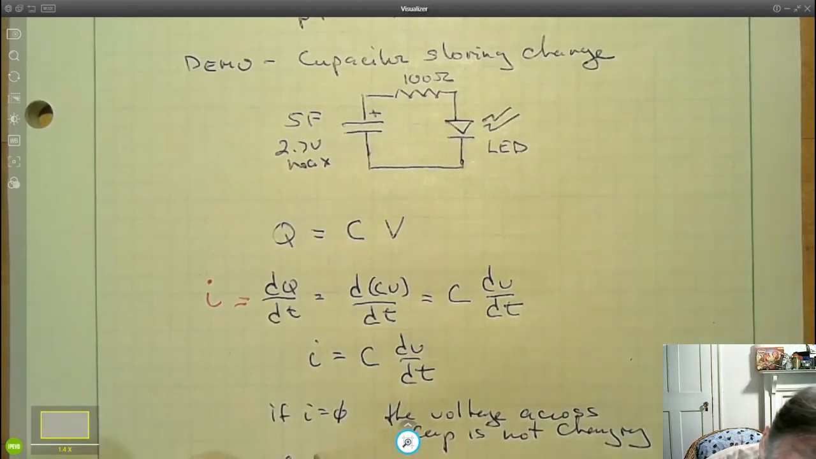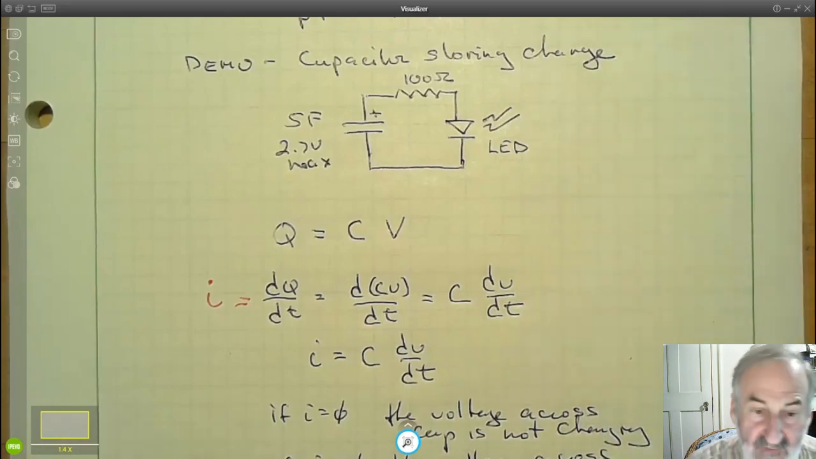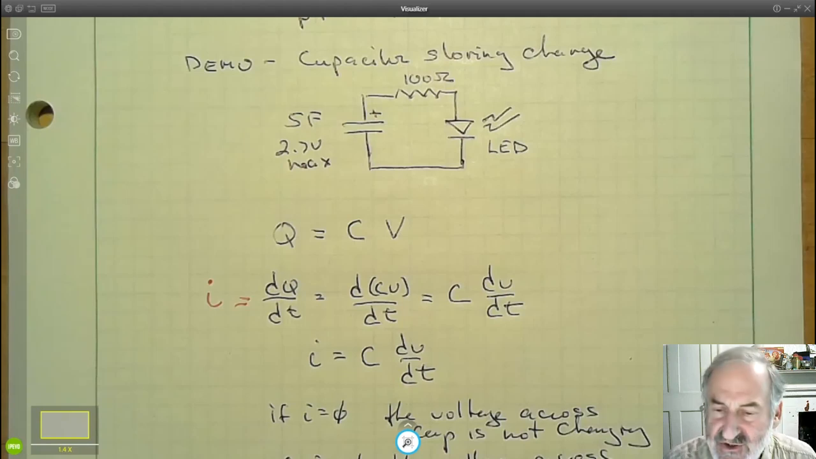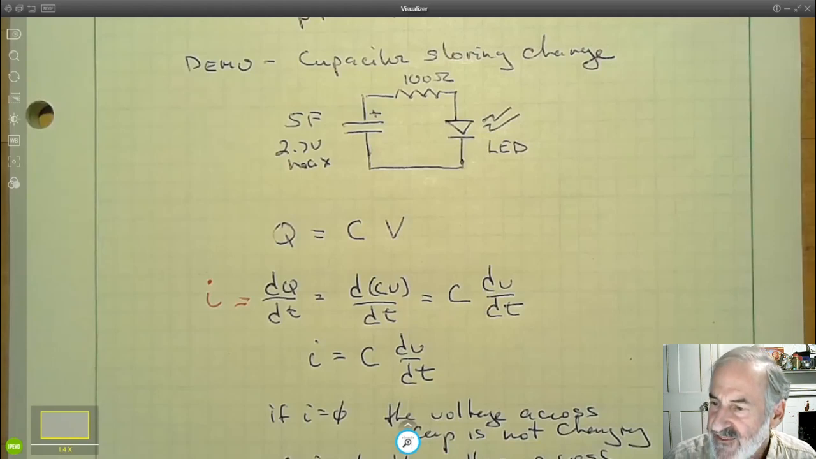If i does not equal 0, the voltage across the capacitor is changing. And that's important. So that pretty much describes our capacitor. We're going to look at our capacitor later in a different way, as a frequency model, and we're only going to look at that very briefly for this course. But for the most part, this rule, i equals c dv/dt, allows us to figure out what we can do with capacitors.